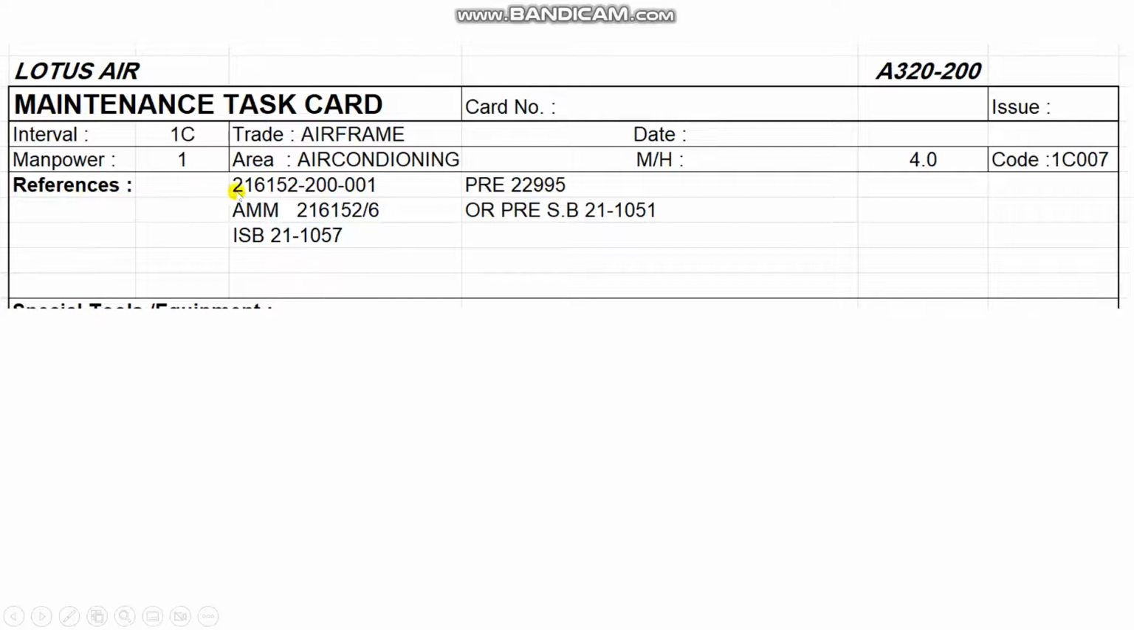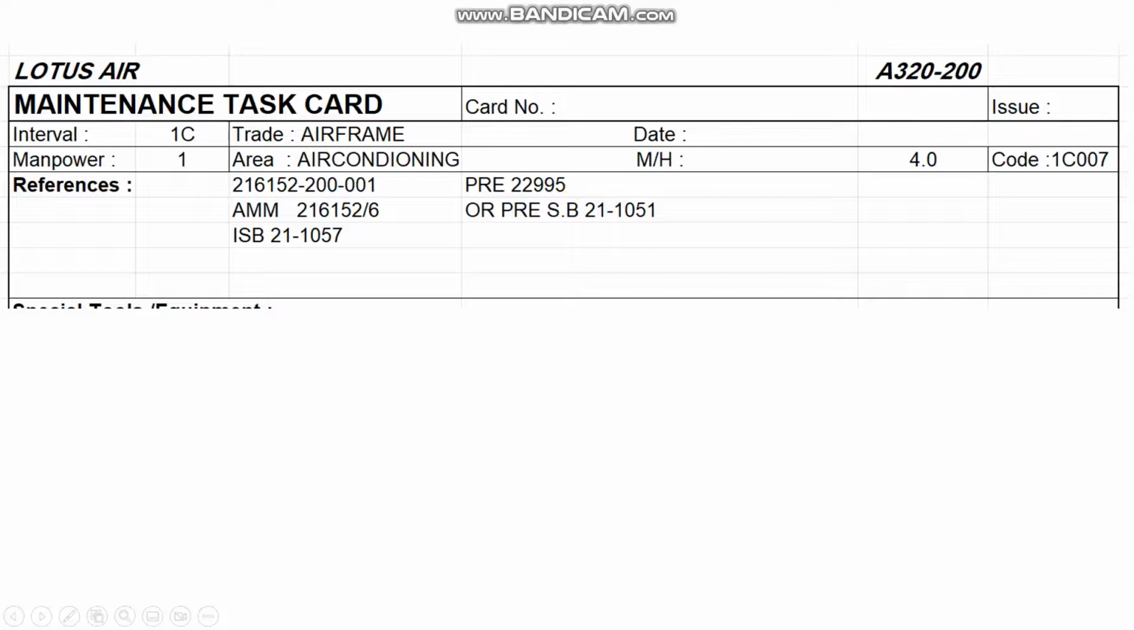Here, the references. This is the MPD or maintenance program. Here, the maintenance manual reference; 6 means page 600. Here also the service bulletin, ISB, inspection service bulletin. Here is the activity pre-mod or pre-service bulletin. So this is part 1.